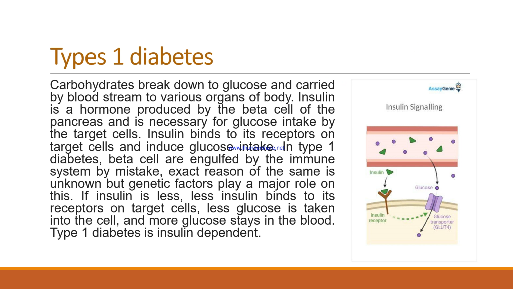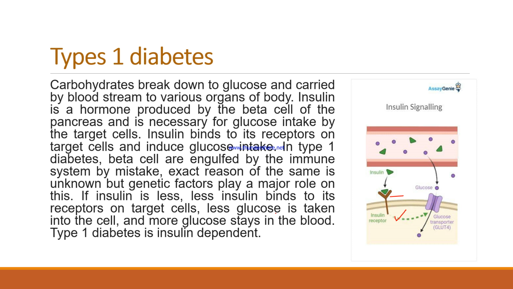So this is the target cell, and this is the insulin receptor. The insulin binds to its receptor, and the glucose transporter channels get opened, and the glucose from the bloodstream enters inside the target cell and breaks down to produce energy.